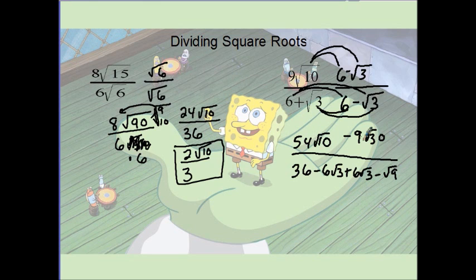Up top here, we want to think, are there any good perfect square numbers that divide into 30? There's not. Same thing with 10. That's as simplified as it gets. On the bottom, let's simplify this.